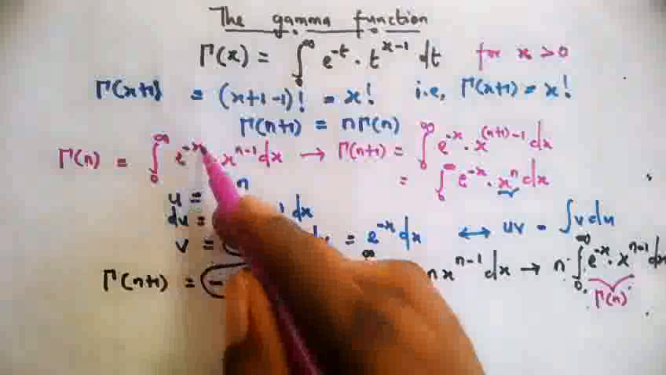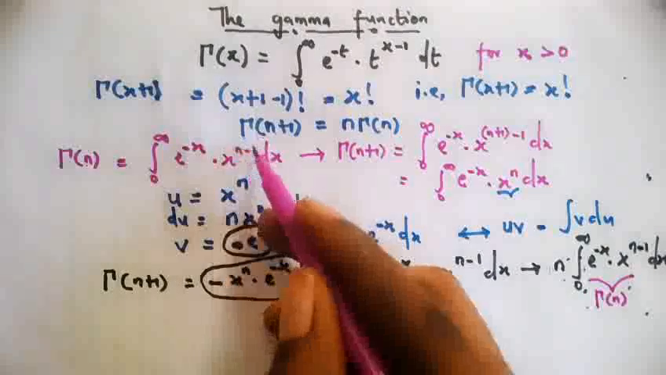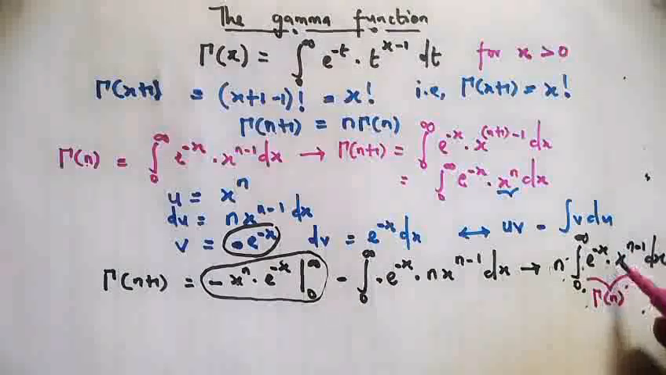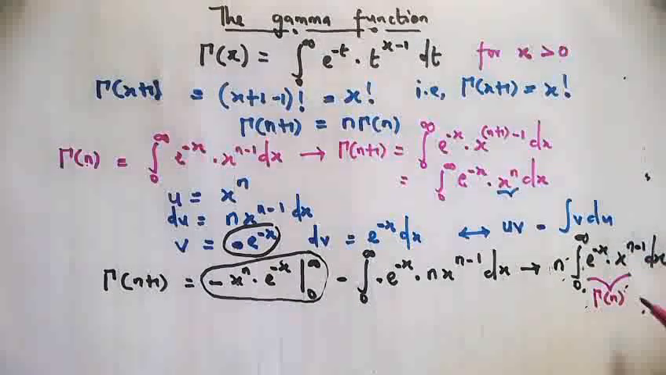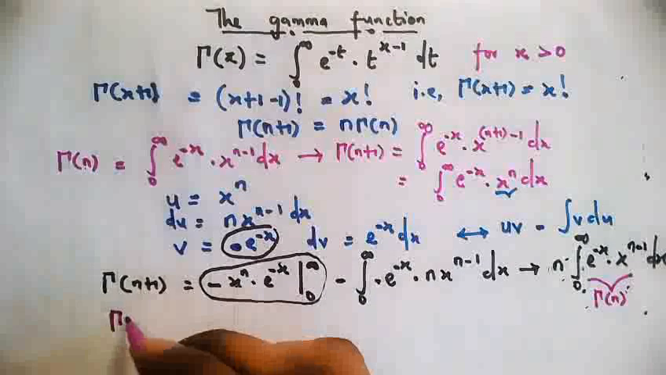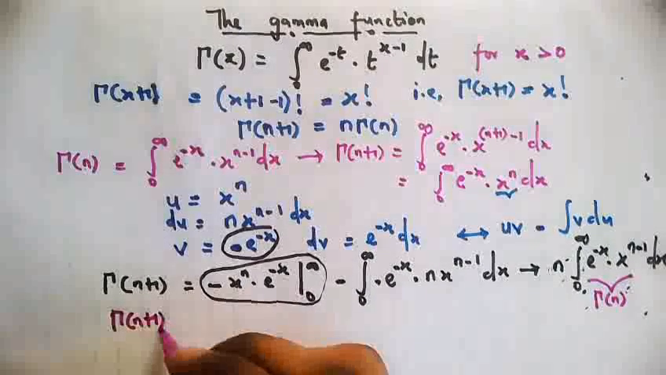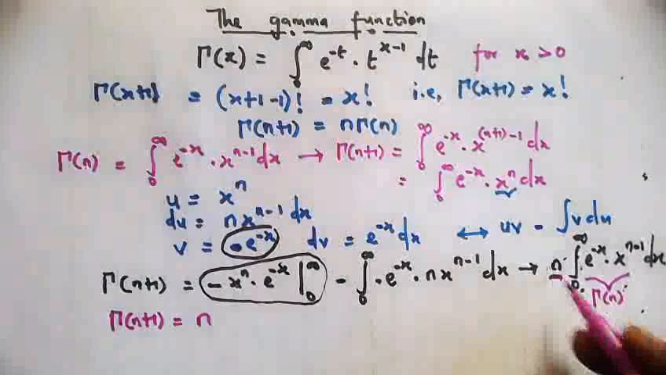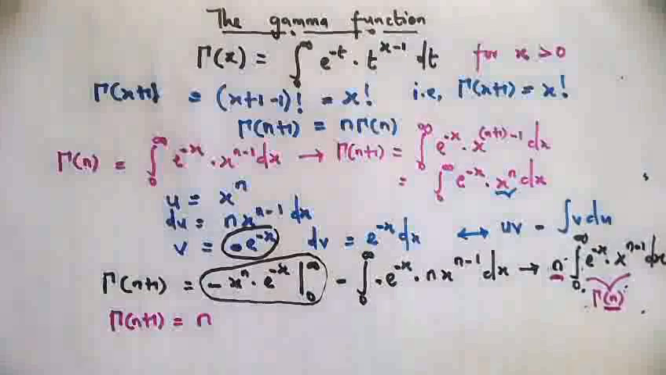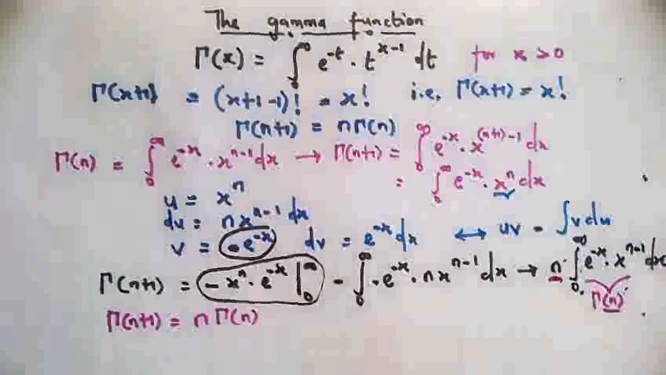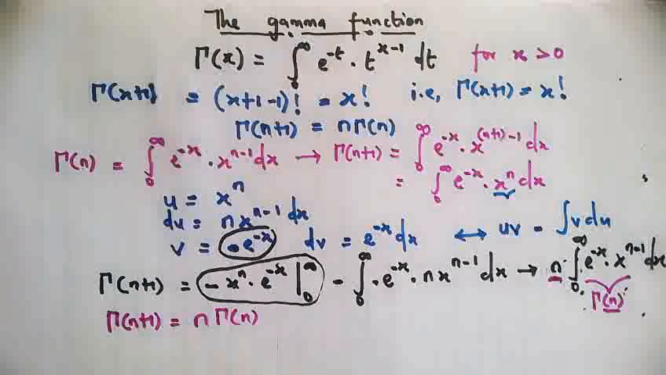So e raised to power negative x times x raised to power n minus 1, which is the gamma of n, and here we have e raised to power negative x times x raised to power n minus 1, so that is the gamma of n. So we have now that the gamma of n plus 1 is equal to n, as you can see it here, n times the gamma of n here. So we have proven the theorem here.